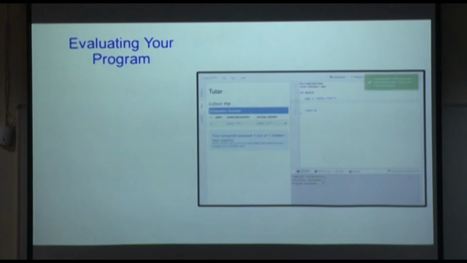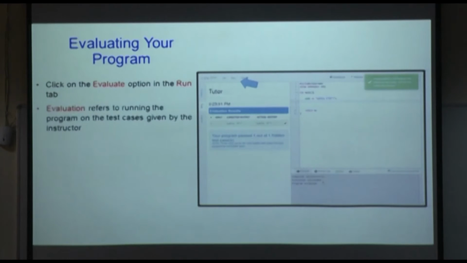Now after you are satisfied with the execution with certain inputs that you provide, you can also test your program on instructor provided inputs. To make sure that you have understood the problem statement correctly, and your output follows the formatting rules and all, we will provide certain test cases of our own. So you can use the evaluate option in the run tab. In this case you don't have to provide any input. It will pick up the inputs that the instructor has provided, and run your program on all inputs. So run and then evaluate there.